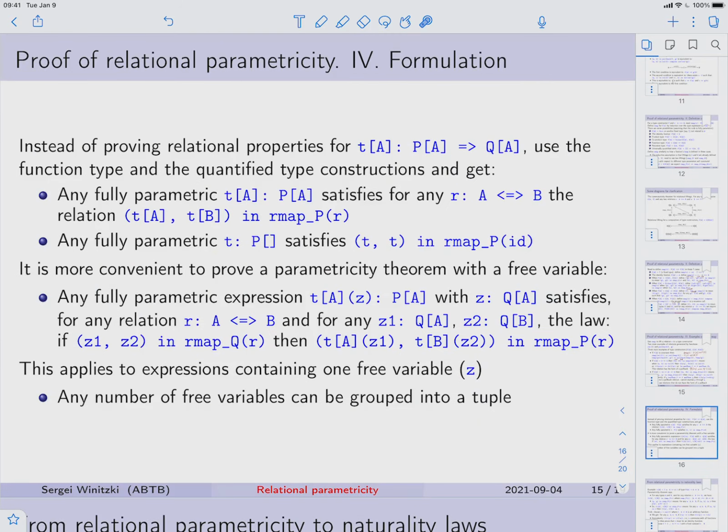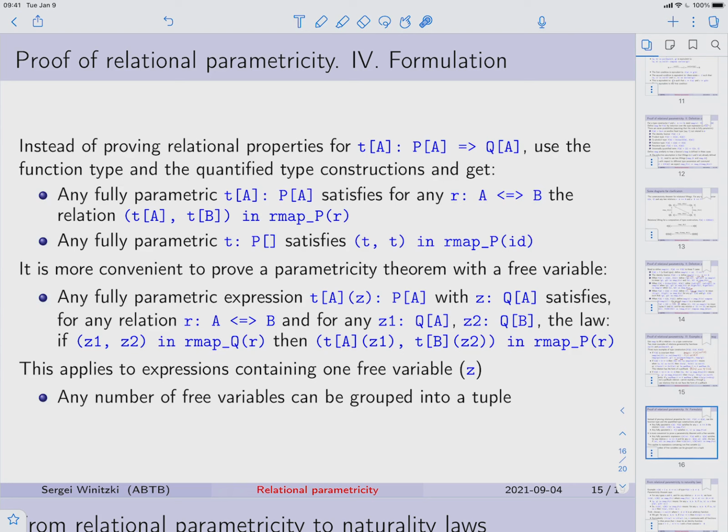So now we are ready to formulate the relational parametricity theorem. So we previously considered these functions of this type signature, but actually we can simplify, and we have to simplify in two steps. So first, we notice that this has a function type, and function type is one of the constructions.